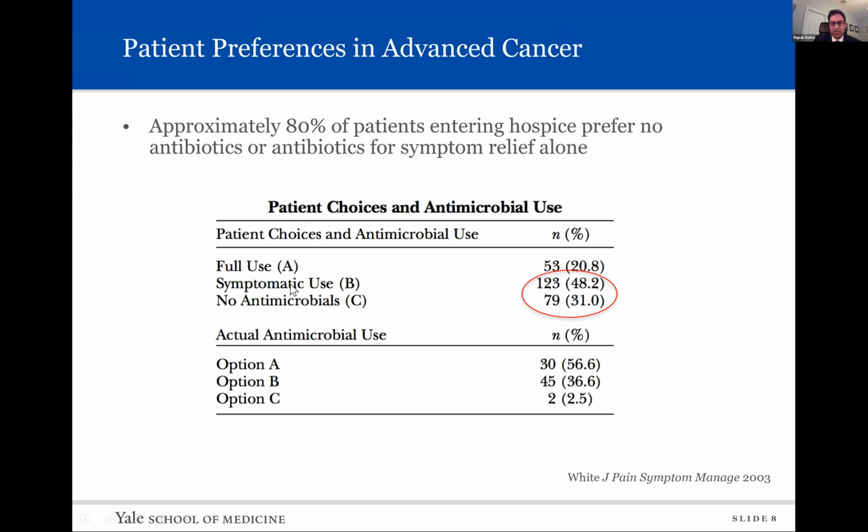Now, in fact, what happened following their care in this hospice facility, the vast majority ultimately received antibiotics, and very few received no antimicrobials at all. So, reviewing this, one should wonder whether antibiotics really achieved these patient preferences, which was for symptomatic use for potential febrile or infectious episodes.